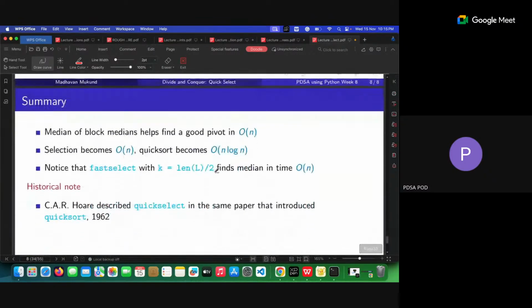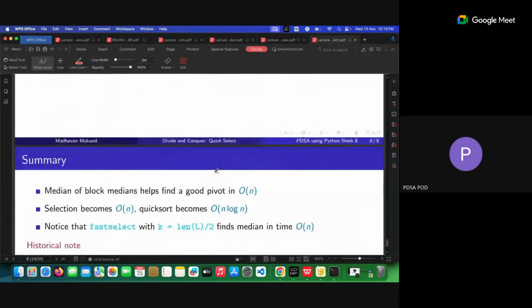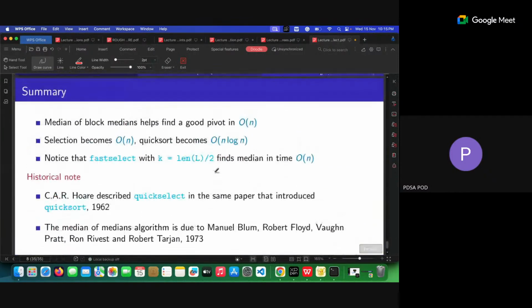Yeah, what you call it is fast select. It is combined, put together. See, median of medians helps you find a good pivot, with complexity O(n). Selection becomes O(n), and quicksort will become n log n.